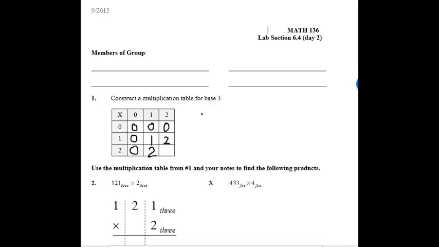The only one we have to think about is 2 base 3 times 2 base 3. It's 4, so think of how many 3's that would be. That would be 1 three, and then 1 one. So 2 times 2 in base 3 gives you 11 base 3.